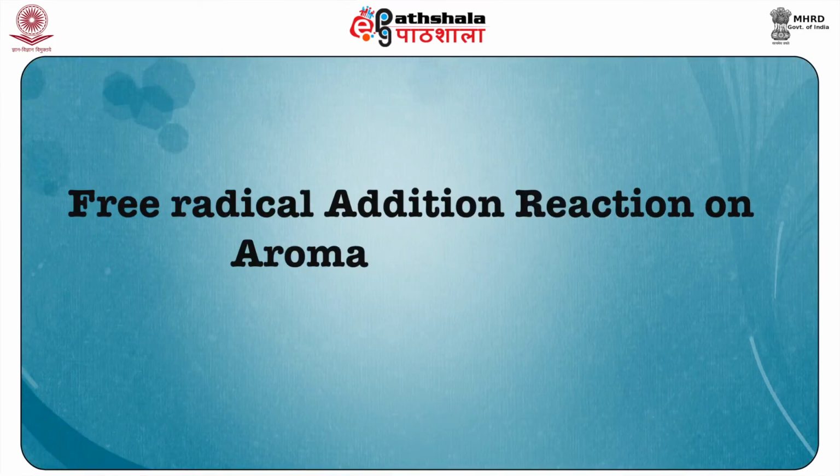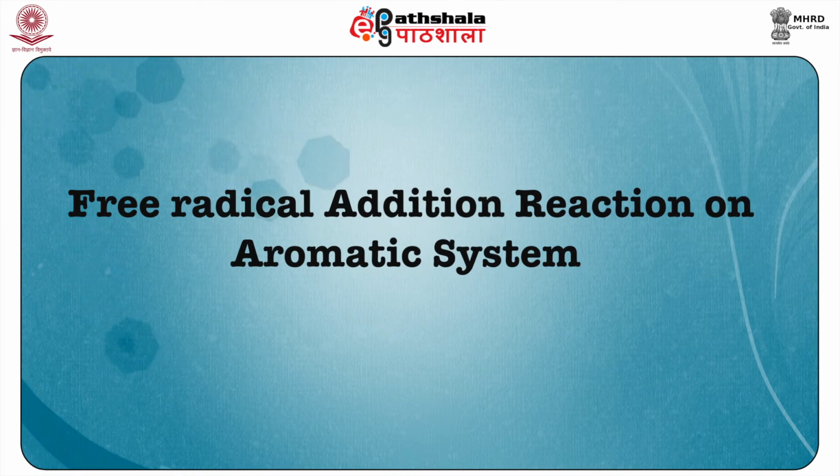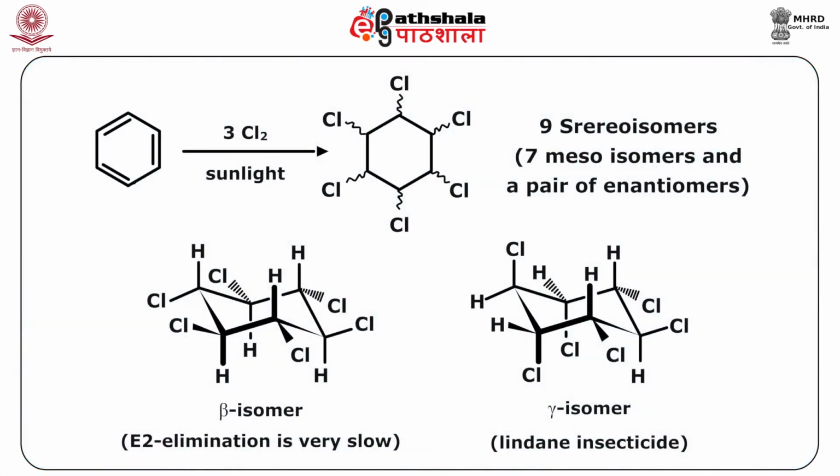Free radical addition reaction on aromatic system. Benzene is more susceptible to radical addition reactions than it is to electrophilic addition. Note that benzene does not react with chlorine or bromine in the absence of catalyst and heat. In the presence of strong sunlight or with radical initiators, benzene adds these halogens to yield hexachlorocyclohexanes, 9 stereoisomers. The addition of chlorine is depicted here.